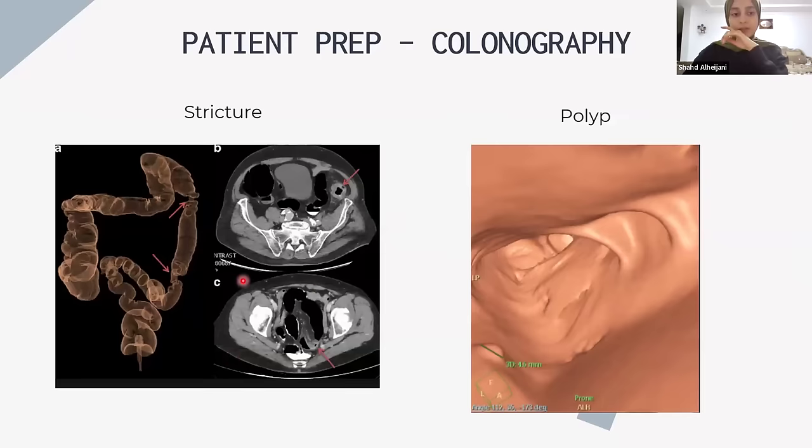Now, colonography. This is what you see on colonography. You can see different things going on. For example, here, can you see this little bump? This bump is a polyp. Polyps are usually benign. In some cases, they can be cancerous, but they're usually benign. So this little bump is a polyp. You can also see narrowing here in the colon. So this narrowing can also be picked up by colonography.